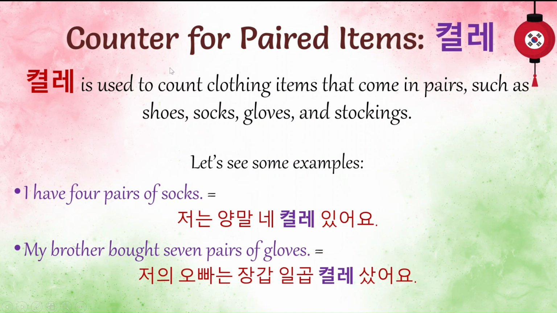켤레 is a counter that is used to count clothing items that come in pairs, such as shoes, socks, gloves, and stockings. So all those clothing items that come in pairs, we use the counter 켤레 to count such items. Let's see these example sentences.